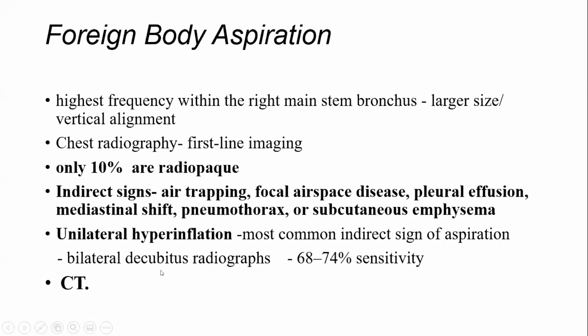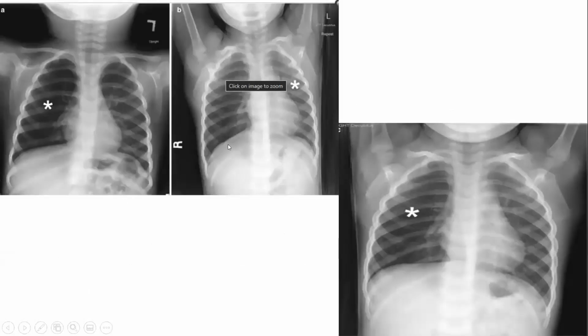If you're not sure, you can go for bilateral decubitus radiographs, right side down and left side down. But they have found that it's only about 70 to 75% sensitive. So best thing is if you are suspecting a child with a foreign body, you have to do a CT for confirmation. Otherwise, they will come with chronic symptoms, or with sudden aspiration, mortality also may be high.